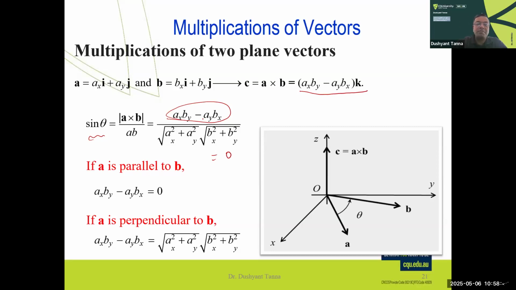So this is a ratio. Just think of P over Q is 0. If P over Q is 0, it obviously means your P is 0, because 0 times Q is 0. Yeah? So if it is parallel, ax by minus ay bx is 0. And if it is perpendicular, then we know that sine theta is 1, and therefore the numerator is the same as the denominator. Okay.